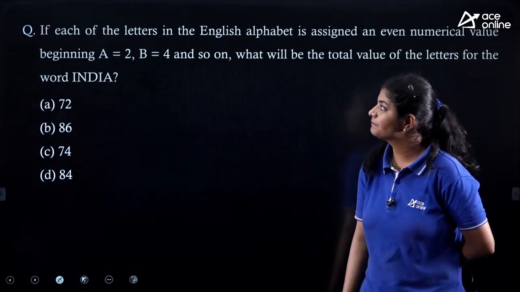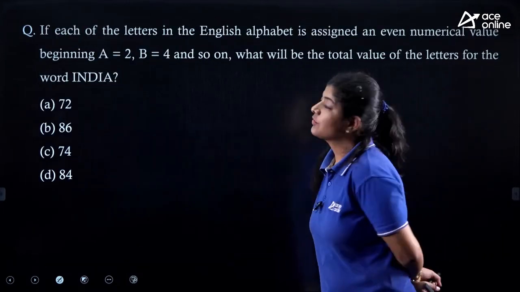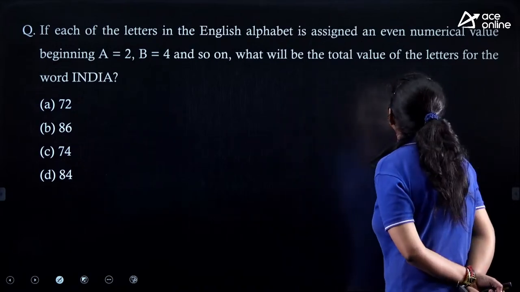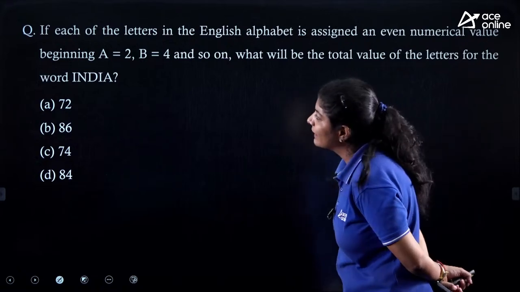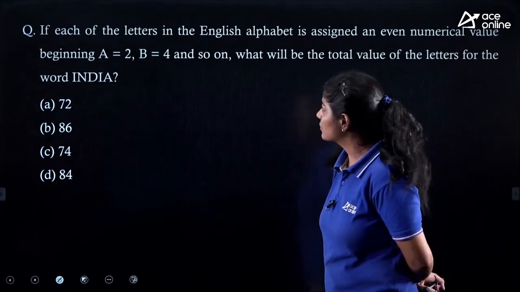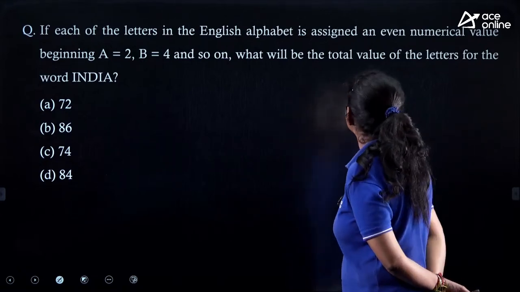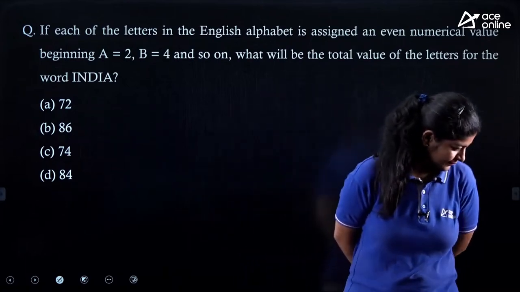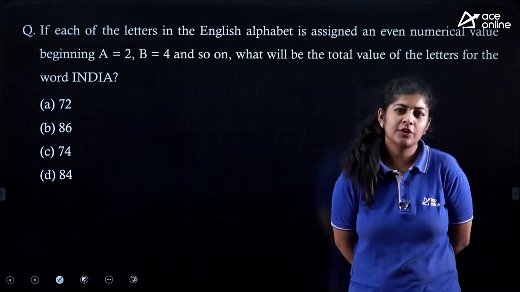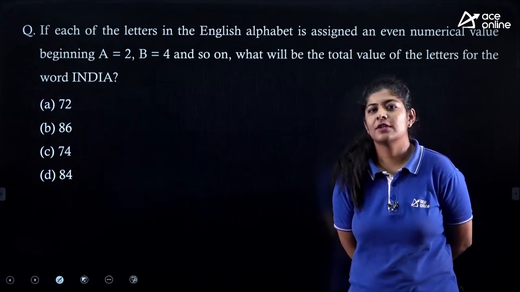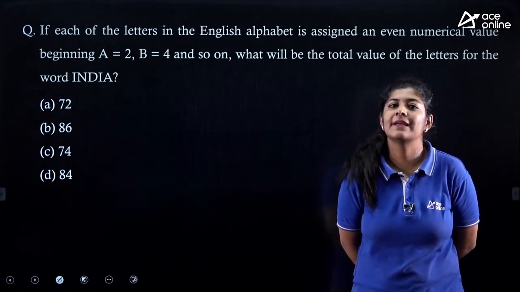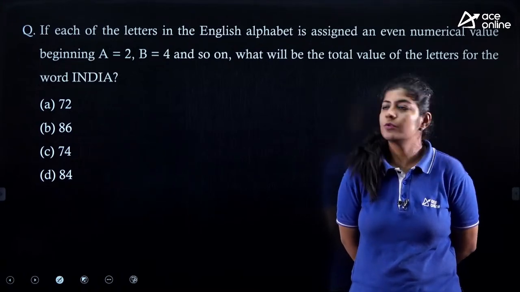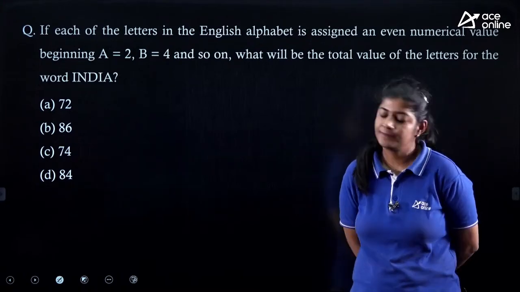Next. The next question says that if each of the letters in the English alphabet is assigned an even numeral value beginning from A equals to 2, B equals to 4 and so on, what will be the total value of the letters for the word India? What you need to do, you just simply need to write down the associated numbers first and just simply multiply them by 2 just to get the correct answer. So what answer you people are getting over here?